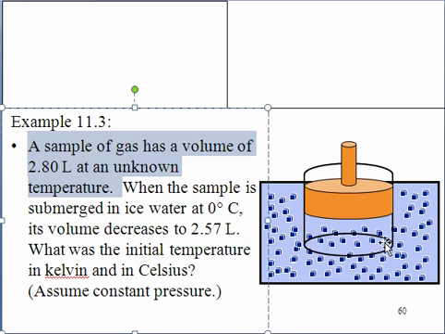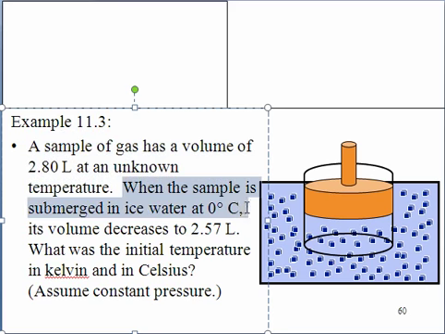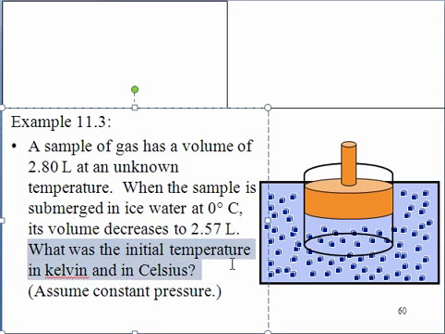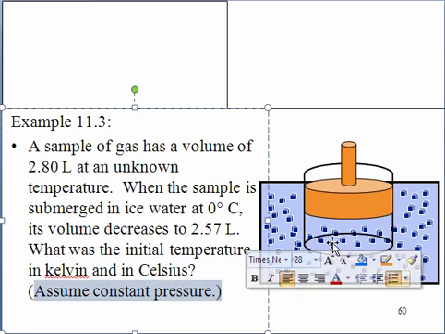It's going to be the same pressure as atmospheric pressure. And we see this as a closed system, so the number of moles of gas is going to stay the same. When the sample is submerged in ice water at 0 degrees Celsius, so we change its temperature, its volume also changes and decreases to 2.57 liters. What is the initial temperature in Kelvin and in Celsius? Assume constant pressure, and we're also going to assume that the number of moles are the same.